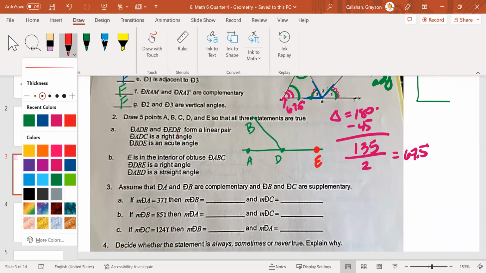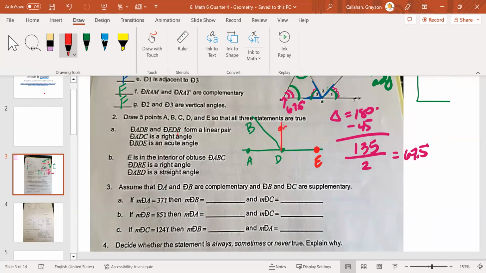ADC is a right angle. So we're going to go up here, ADC, that's going to be C, creates a right angle. Do you see that? BDE, and this is why I like to use color pencil. So BDE is an acute angle. So in that case, I need to have this over here. BDE, that's acute. Do you see that? Because before it was obtuse, right? Okay, E is in the interior of obtuse ABC. So A, B, C. Oh, okay, that's the first one.